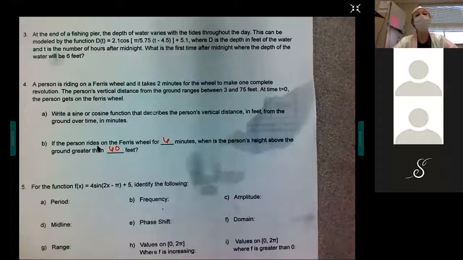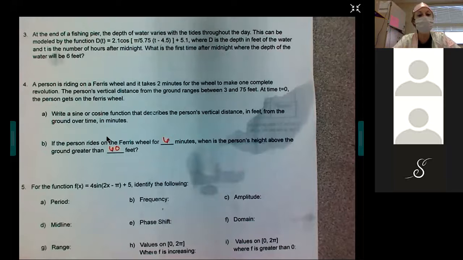Recording. A person is riding on a Ferris wheel. It takes 2 minutes for the wheel to go all the way around. So that means the period is what? 2 minutes. So every 2 minutes, that wheel is going to do a rotation, which means every 2 minutes, the graph will repeat. Okay?